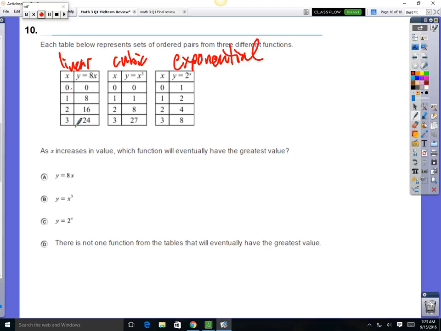Okay, we know linear looks like a straight line. We don't know what cubic looks like. We haven't talked about it. Exponential, we know that it starts and then curves and takes off way quick.